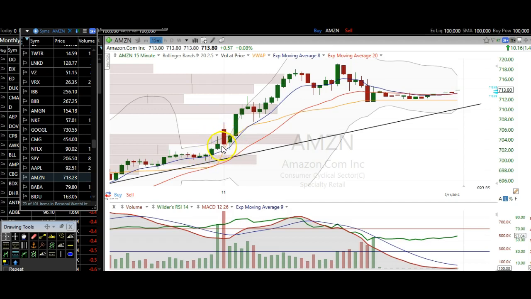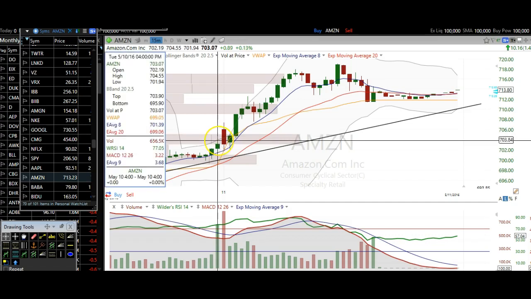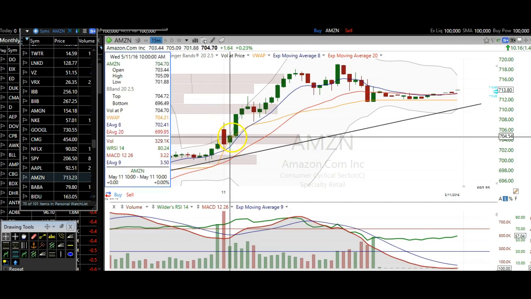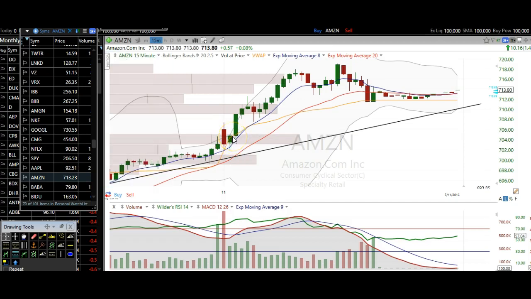So then what we got is another green candle, which closed, this 15-minute candle closed over not only the previous day's close, but also over the previous day's high, which was 704.75. So we had a 15-minute candle close over the previous day's high and over the previous day's close. So this was the signal to get long. So that's where we got long, right here on this candle right here at about 704.50. Okay, got long there.